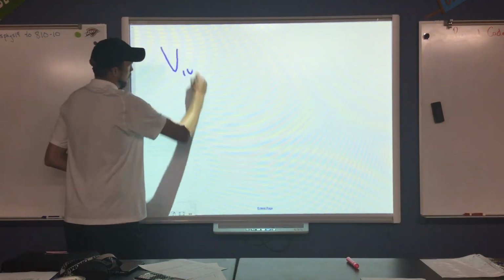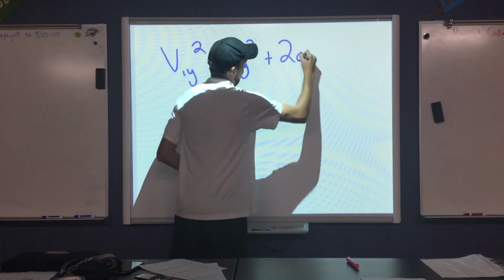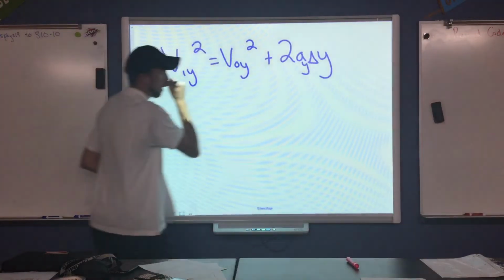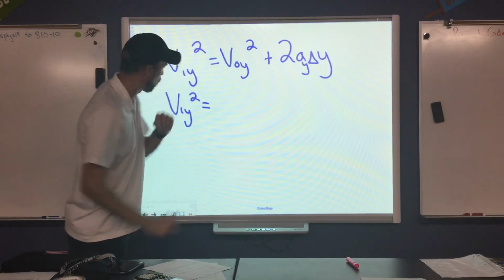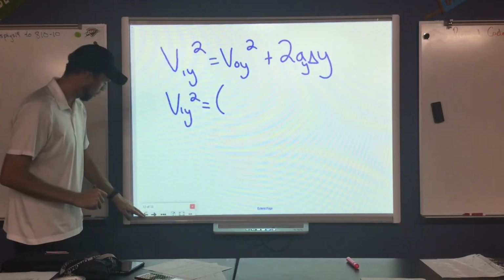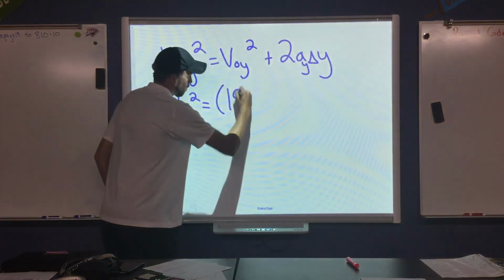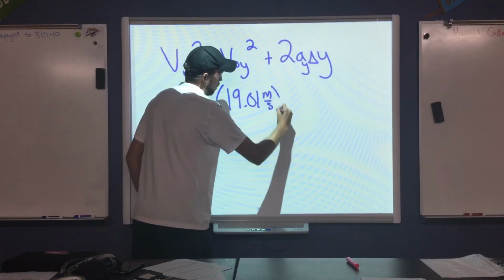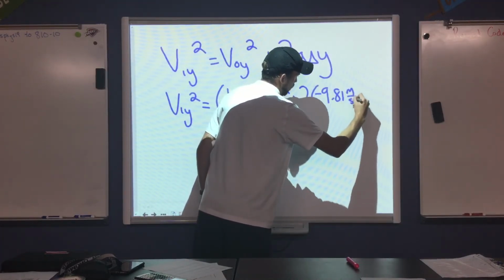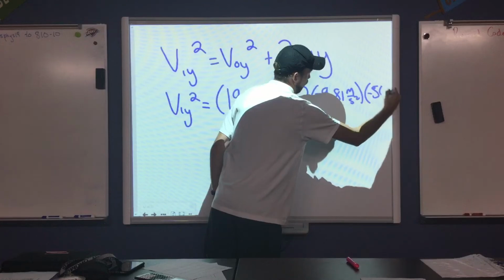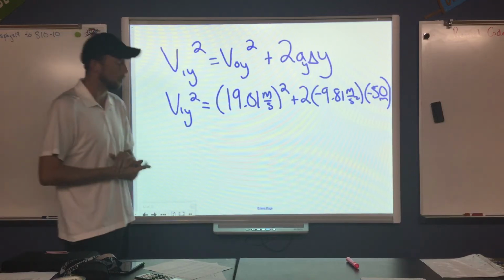v1 squared in the y is equal to v0 in the y squared plus 2a delta y. A in the y, there we go. So v1 in the y squared, which we don't know, we're going to look for here, is equal to v0 in the y, which again I've forgotten, 19.01 meters per second squared, plus 2 times negative 9.81 meters per second squared, times delta y, which is negative 50 meters. I apologize for running out of space there. Again, make sure we keep track of our negatives, that will be important.